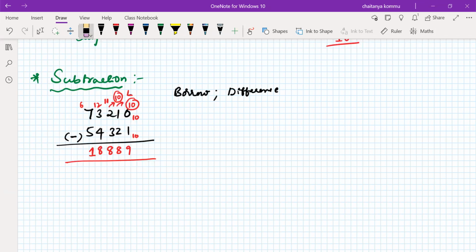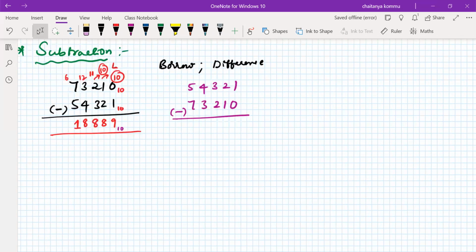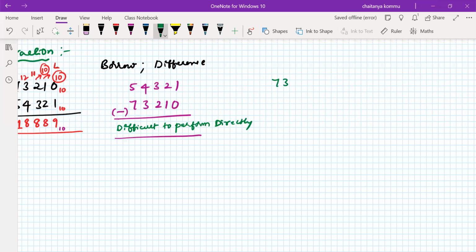Okay, so with nothing available here, this is how we will write the base 10 value. For example, 5, 4, 3, 2, 1 minus 7, 3, 2, 1, 0, what is the value that we'll get? Smaller to larger I want to perform. Then what we have to do? The general practice is that it's very difficult to perform this operation directly. So indirectly what we do is that we take 7, 3, 2, 1, 0.